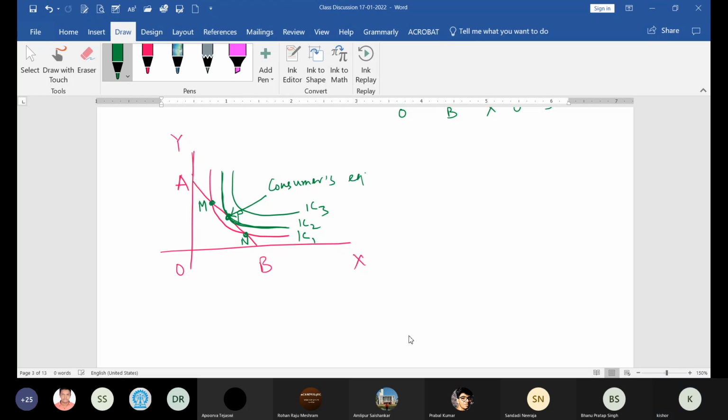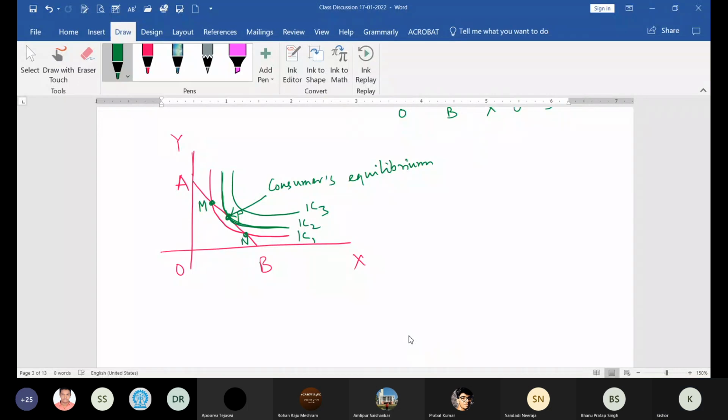Consumer's equilibrium. A consumer will be said to be in his or her equilibrium position when he or she maximizes his or her utility under a given budget constraint.